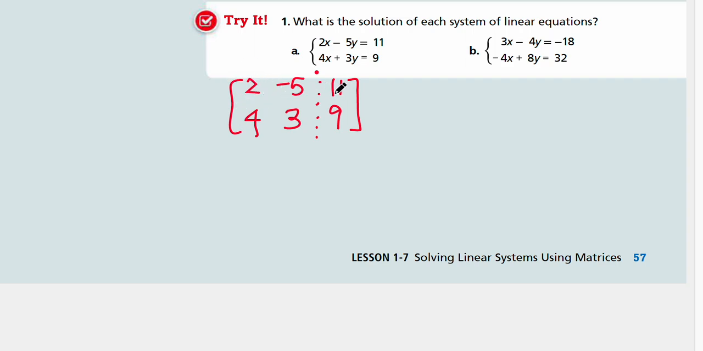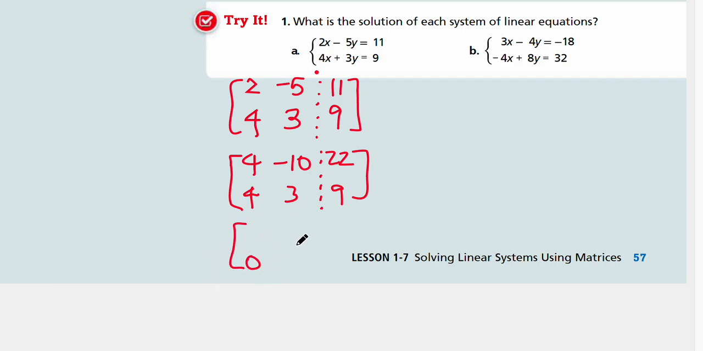I'm going to multiply 2 on the first row, and you have 4, -10, and 22. 4, 3, 9 is the same second row, and then we're gonna subtract them, and then I'm gonna put the subtraction on the second row. Yeah, so that I have 0 on the second row, and then -13 on the second column, and then 13, if I subtract these two and then put it on the second row.